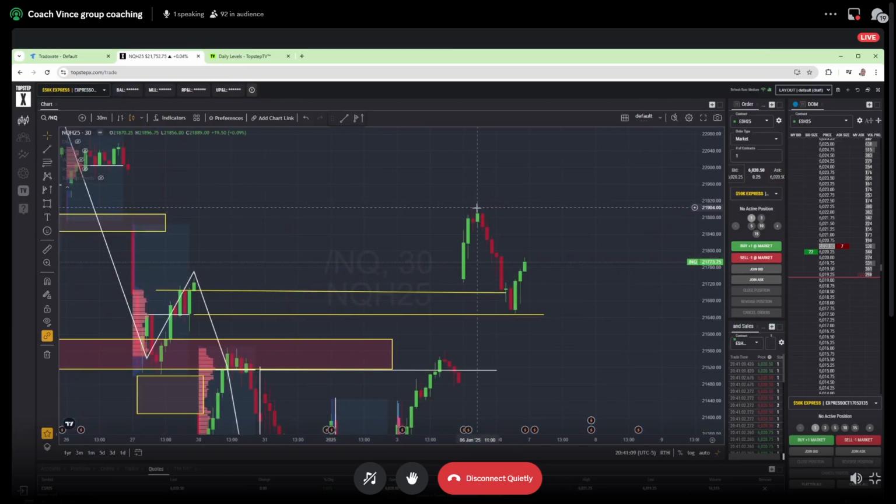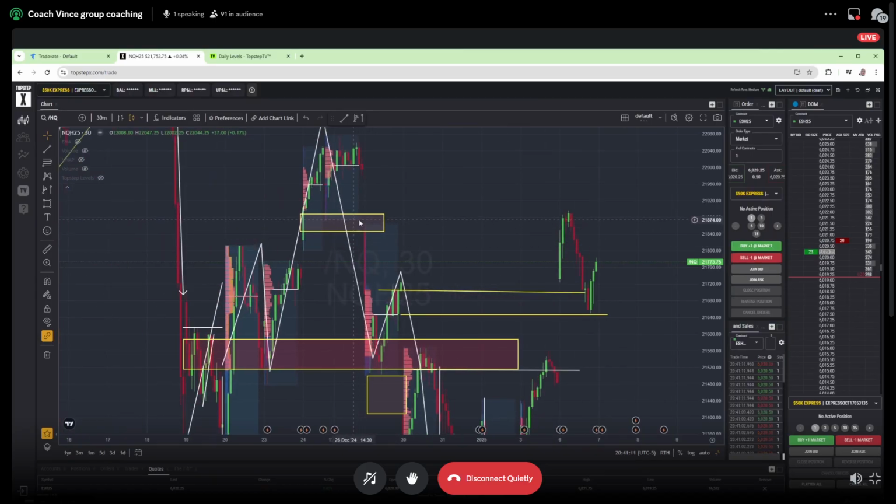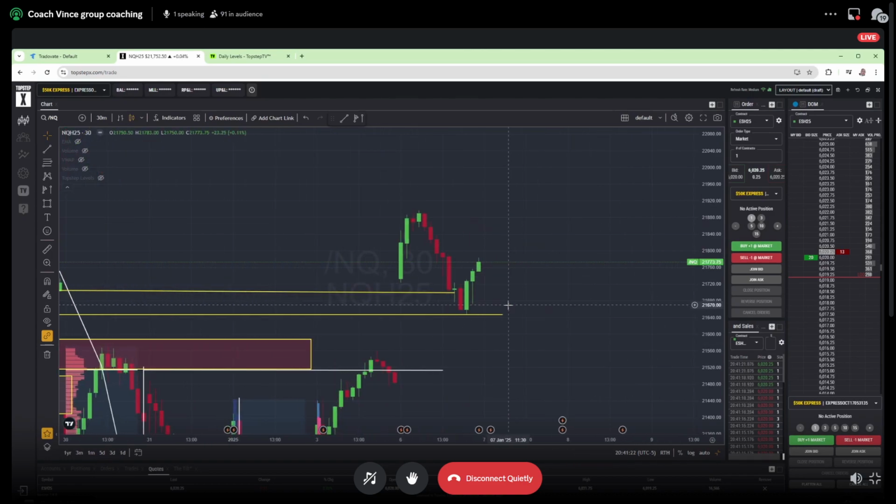So this market opens, we push up into this area. We had sellers, right? Hit that area again, and we have sellers again. Now let's move this to a 5-minute.